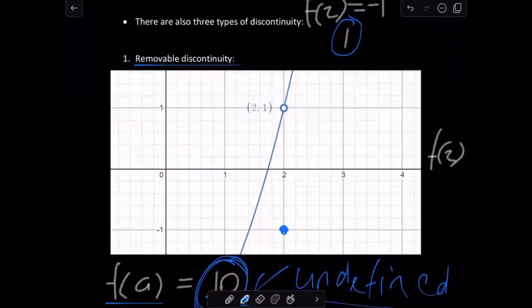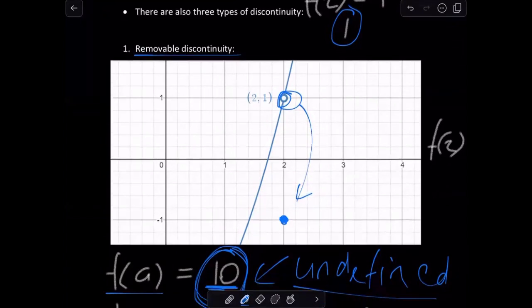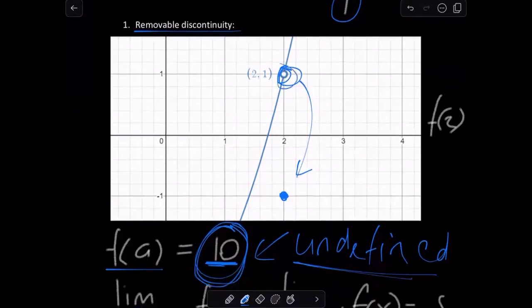And we call it a removable discontinuity because it's basically a hole in the graph, or a hole in that piece of string. It's like a piece of that string has been removed and placed somewhere else. Or if the function is undefined, that point has just been removed completely. Okay, so that's what a removable discontinuity looks like.